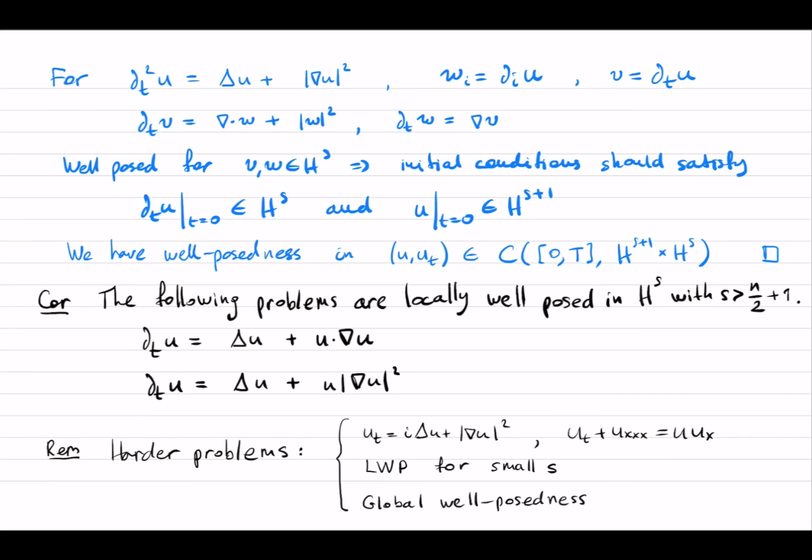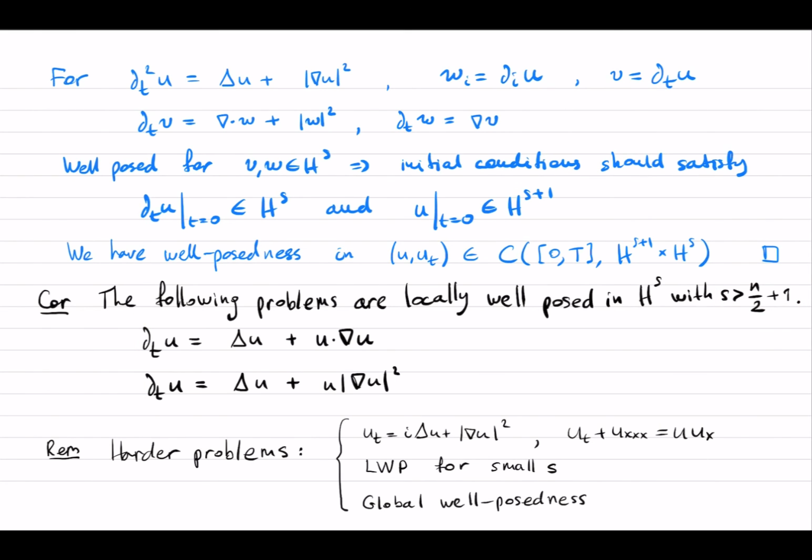For some other equations, for example, for the Burgers equation and nonlinear heat equation like this, because we need to take derivative before multiplying, if we assume that S is strictly bigger than n over 2 plus 1, then this will be well posed.